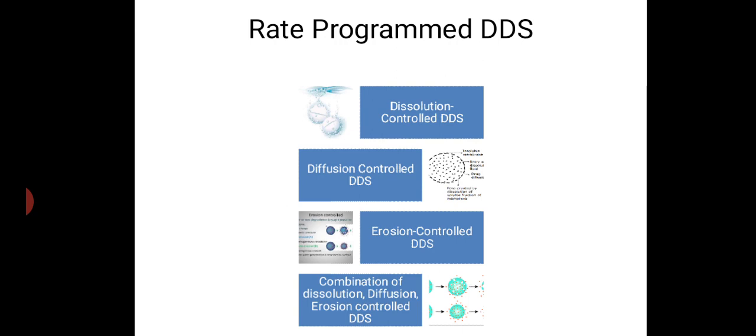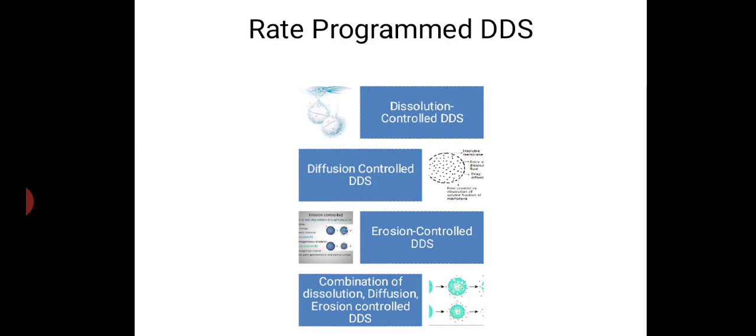So the dissolution control delivery system can be developed by controlling the dissolution of either the drug or the polymer or the membrane. Anything, the dissolution can be controlled. So if we control the dissolution of any of these, we can achieve a control release drug delivery system. The second class is diffusion control drug delivery system.